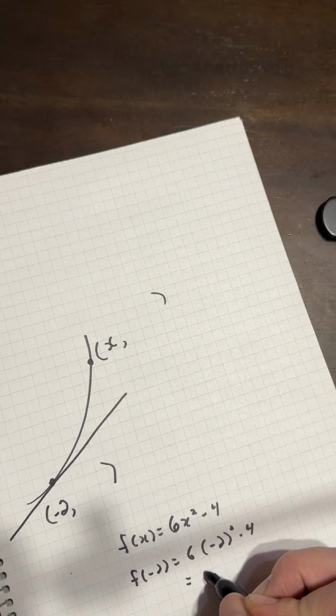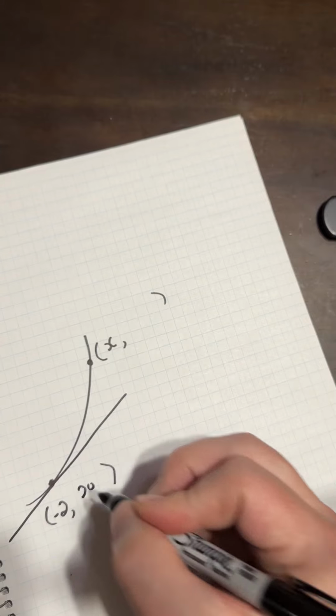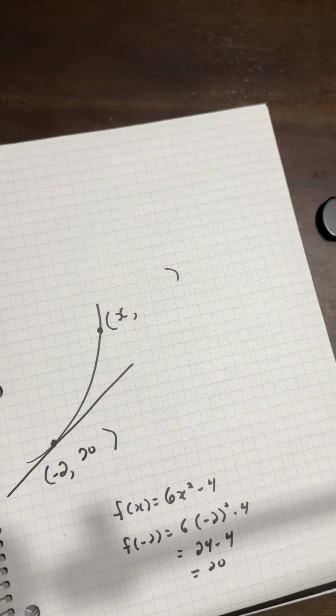I get 24 minus 4. I guess I get 20 there. So I've got the initial point. So that's not so bad. That's just straight sub it in, and you could put that in your calculator if you wanted, to just type it in and find out what it is.